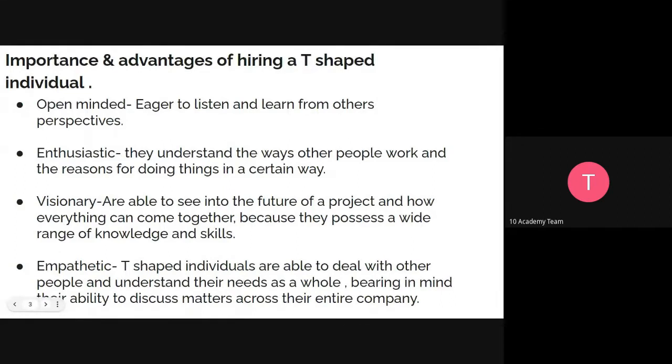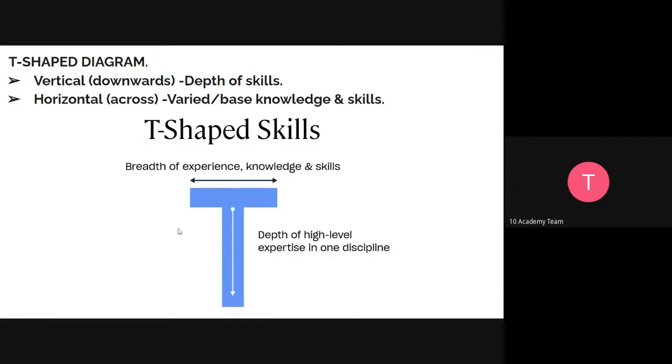For example, if someone is not present or such things happen while you're working, you can jump right in for that person who's not there because you have a little bit of knowledge of what they are doing. You're also visionary because you're able to see into the future of a project and how everything can come together. The reason is that when you're a T-shaped person, having both basic knowledge and expertise in your own skills gives you the advantage of being able to see what is coming in the future if you're doing a certain project.